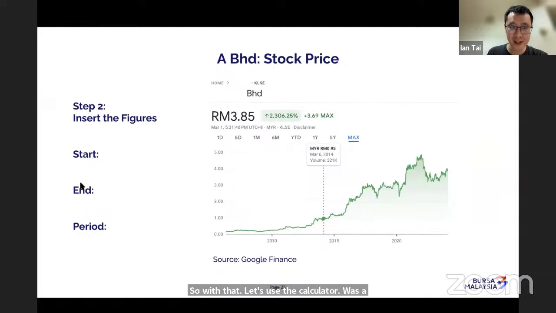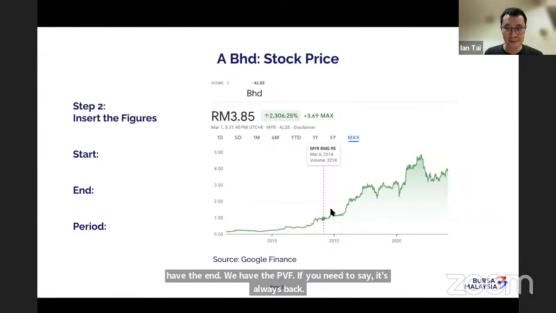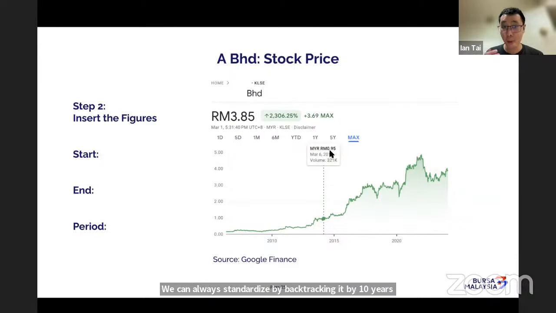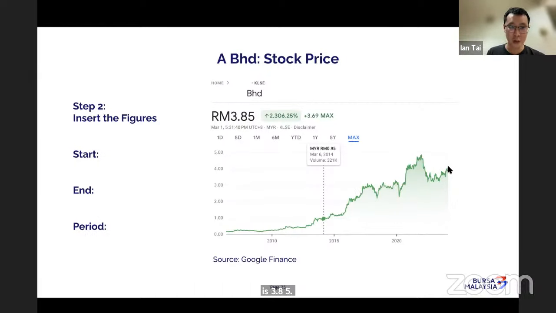Once again, we have the start year, we have the start, we have the end, we have the period. Period, no need to say, it's always back. We can always standardize by backtracking it by 10 years. Start value will be this, 0.95. End will be 3.85 because this will always be the latest stock price, which is 3.85. And with that, let's go back to the calculator and see what kind of CAGR we can calculate for Eberhard.